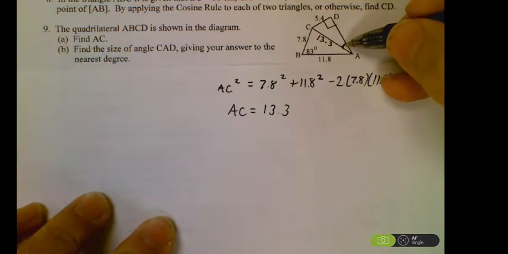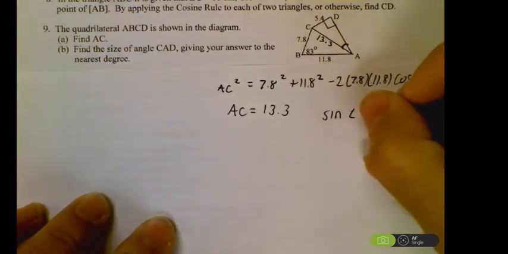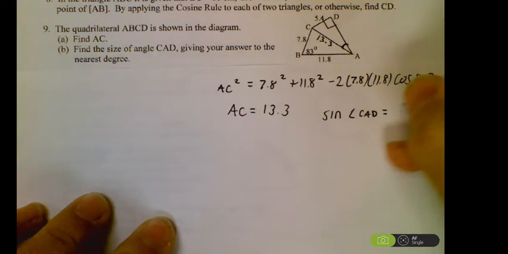In a right triangle, that is the opposite leg, and that is the hypotenuse. And so we know sine, and just think of SOHCAHTOA, sine is the one that does opposite over hypotenuse. So we can say the sine of angle CAD is equal to opposite over hypotenuse.